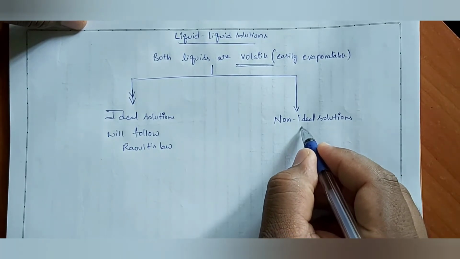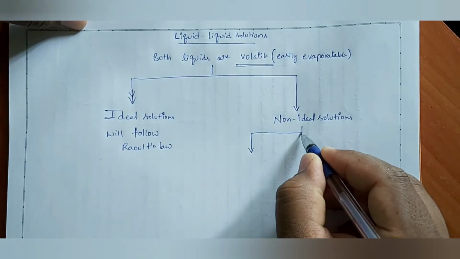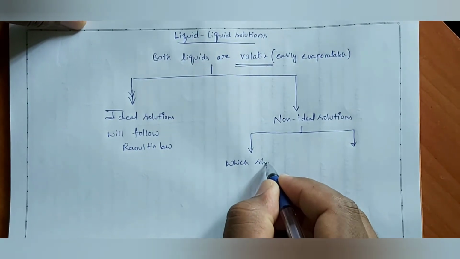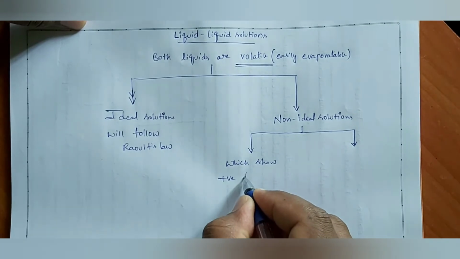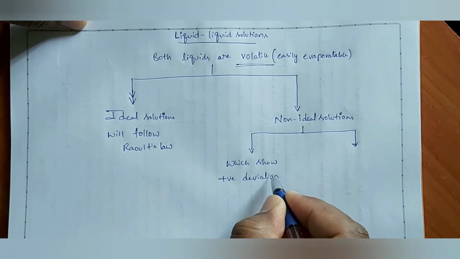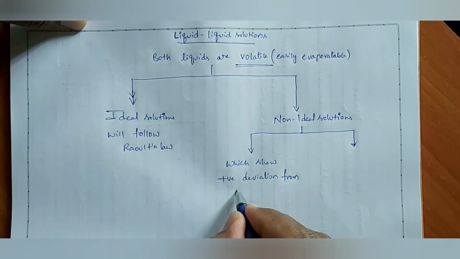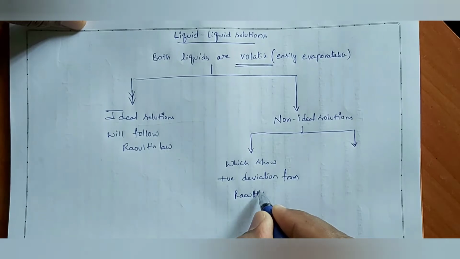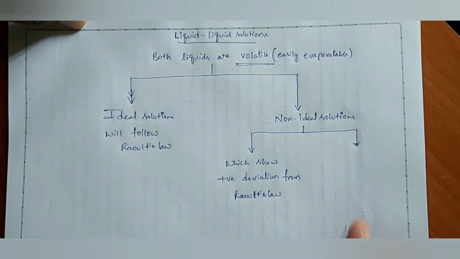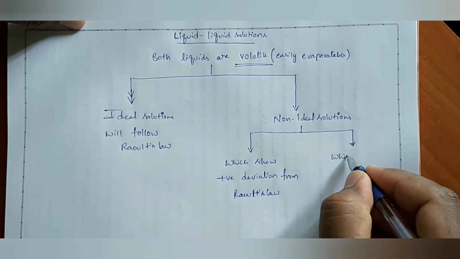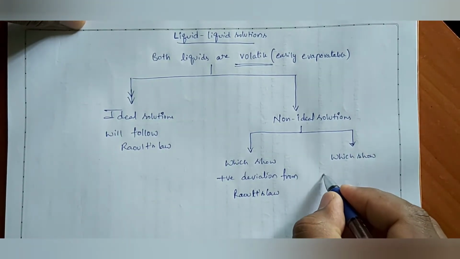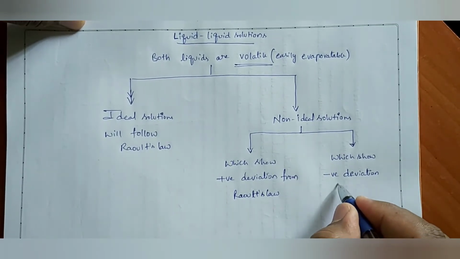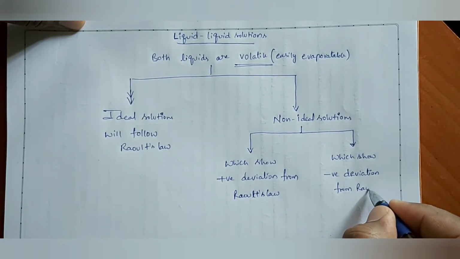That's why again these are classified into two types: non-ideal solutions which show positive deviation from Raoult's law, and non-ideal solutions which show negative deviation from Raoult's law.